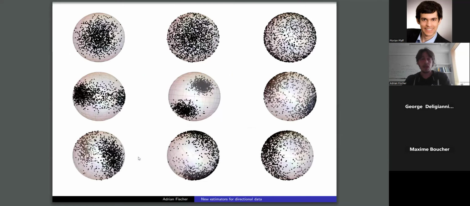This is just to show you that the Fischer-Bingham distribution is a very flexible distribution on the sphere. This is on the two-dimensional sphere for different parameter constellations. The Fischer-Bingham distribution can admit very different shapes on the sphere, as you can see here. So it is quite flexible.